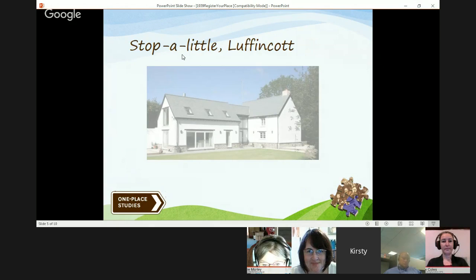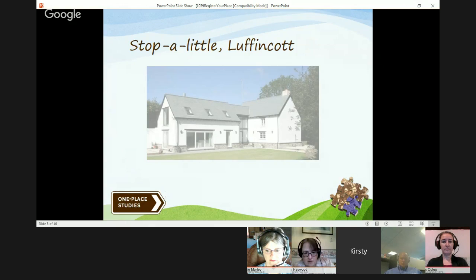This is a new one, and I'm sorry it's a little bit fuzzy, but it's taken from an estate agent's website from when they actually sold the property back in 2011. Now, clearly, this is not the property that was originally there, but Stop a Little has always fascinated me as I've driven through the very windy and very, very narrow roads of Luffincott.